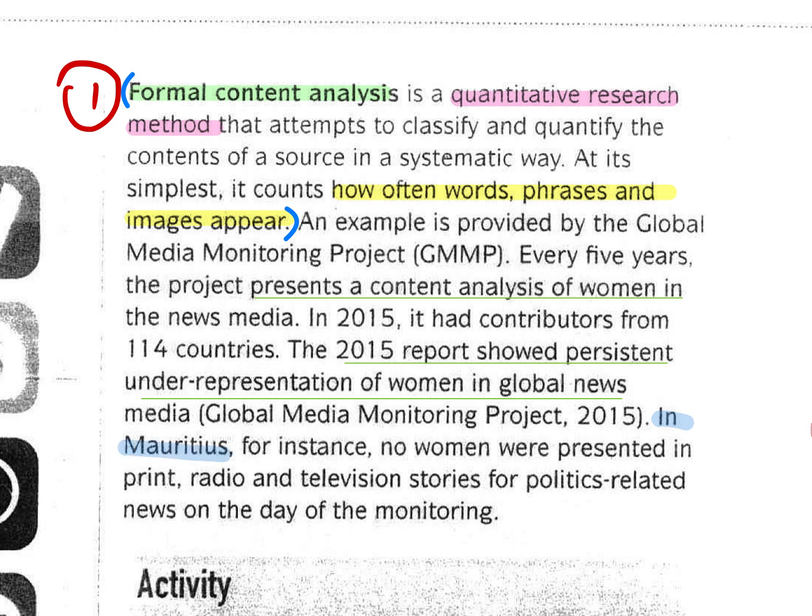In Mauritius, for instance, no women were presented in print, radio, and television stories for politics-related news on the day of the monitoring. We talk about a particular day when content was being monitored, and this is what was found out. And a research like this or data collection like this comes under the heading of formal content analysis. Do we get this?